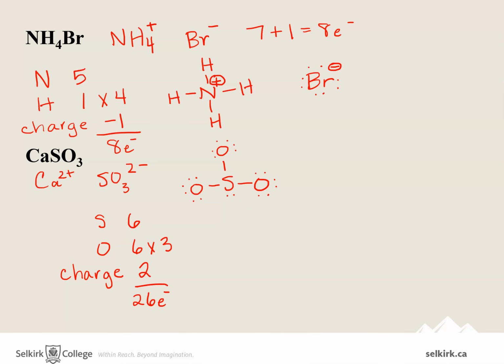I've completed the octets on all the atoms with 26 electrons. No electrons missing, no extra electrons. So that takes care of steps 4 and 5 as well. Now, step number 6 deals with the formal charge. When do I worry about formal charge? I always worry about formal charge. I want you to assign formal charges to those atoms. Go ahead and pause the video.